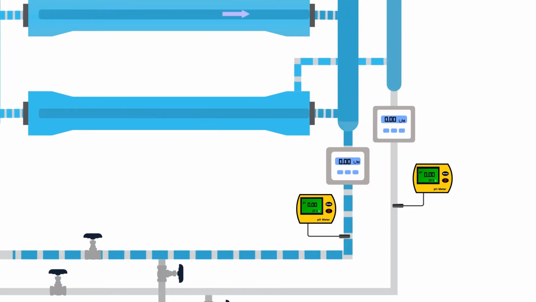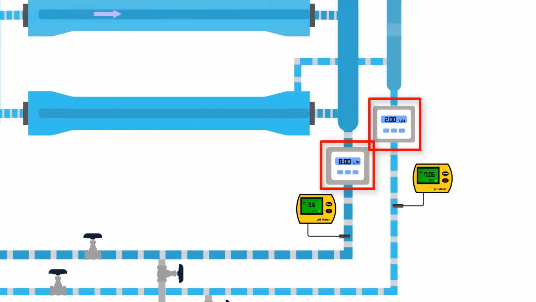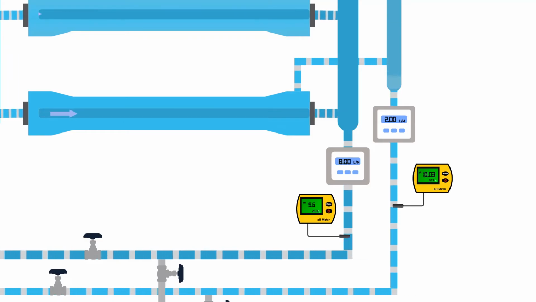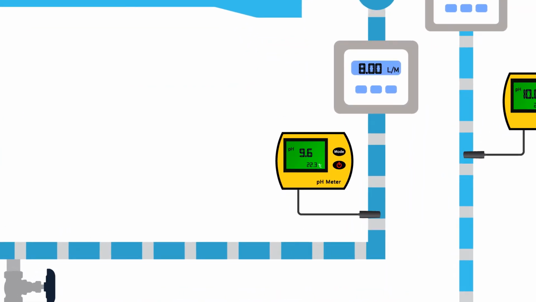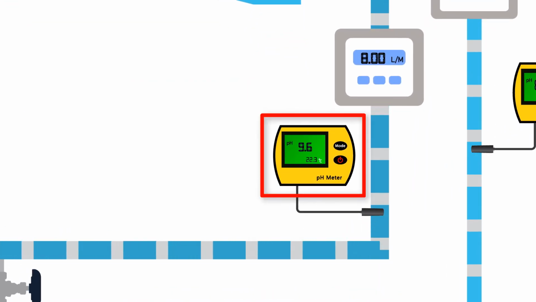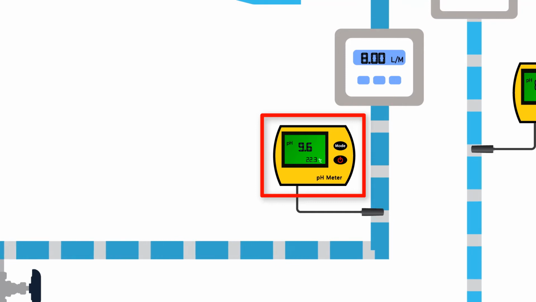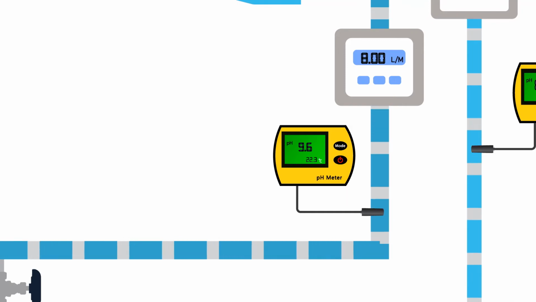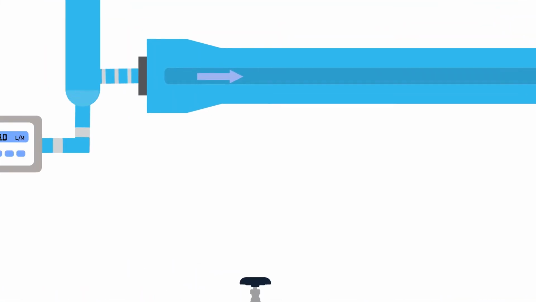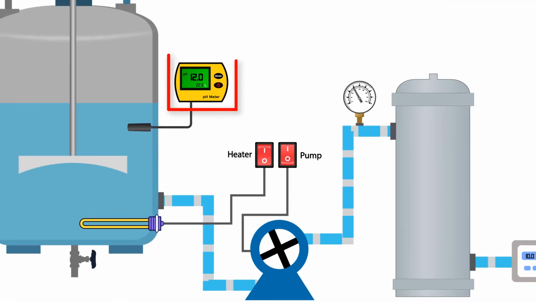The flow meters show the permeate and reject flow rates, respectively. The pH meter measures the pH of the permeate. The value is around 9 to 10. Note this value and compare it with the pH of the prepared solution.